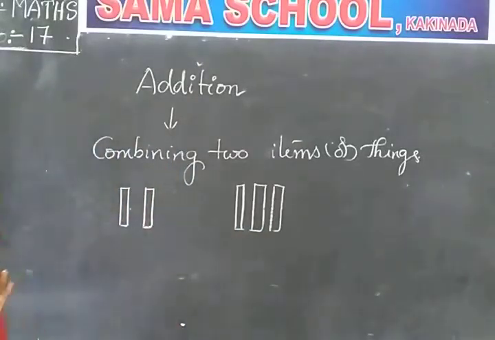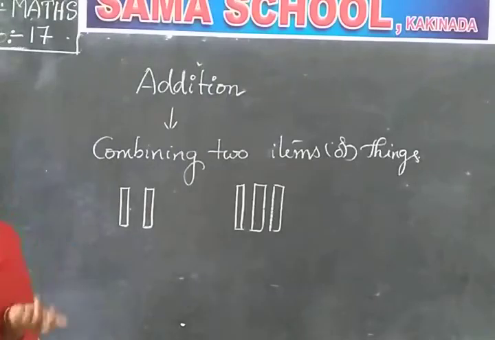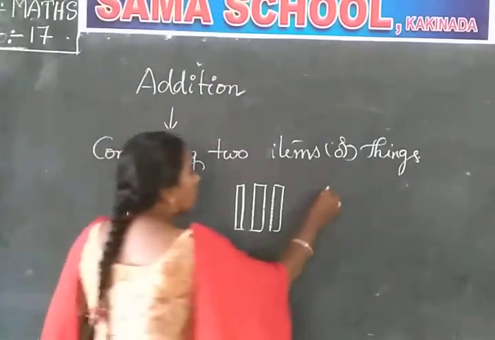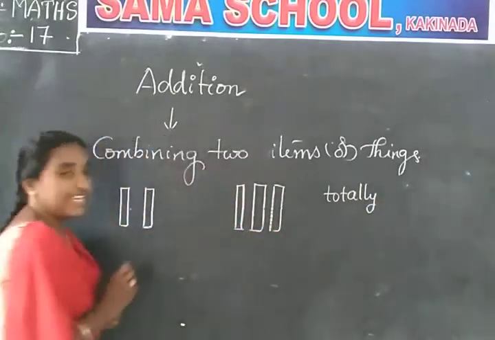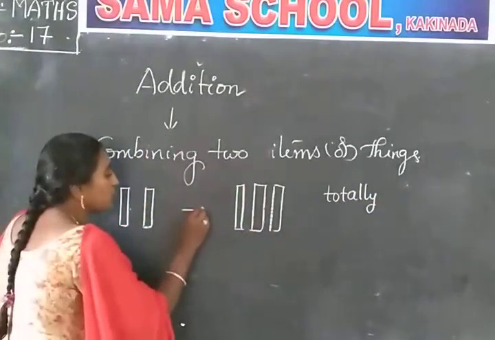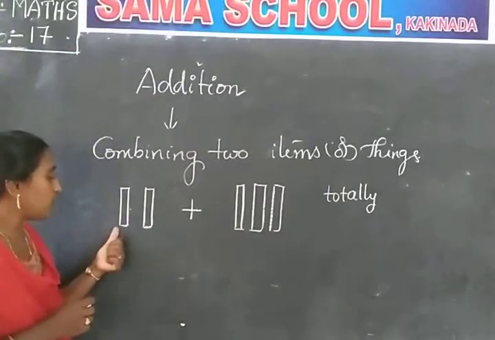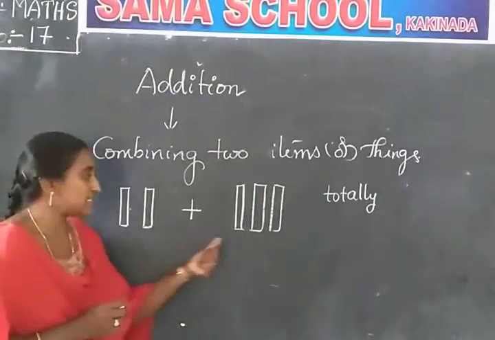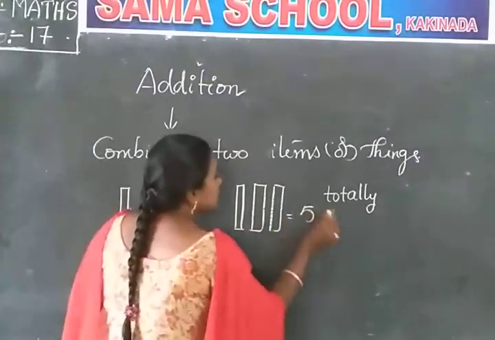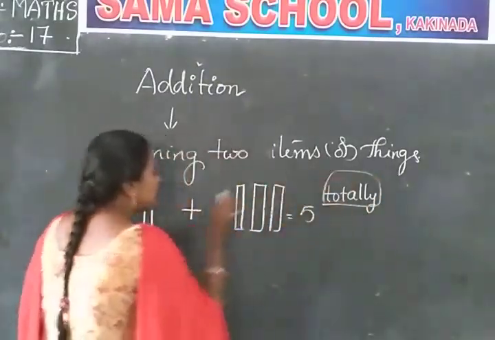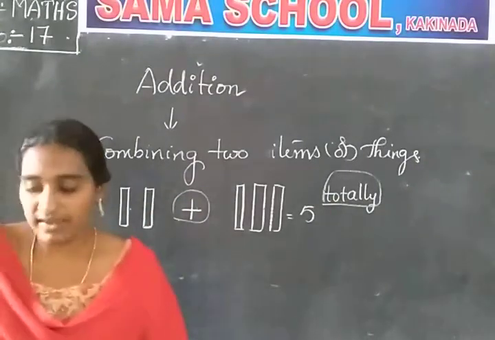Totally in both the hands, how many chalk pieces do I have? What is the word I have used here? Totally. Then you have to use addition. What is the symbol we have to represent between these two items? Plus symbol. And here you have 1, 2 chalk pieces, 3, 4, 5. Totally we have 5 chalk pieces. So whenever you find this word, we have to use the plus symbol. Okay, children, is it clear?